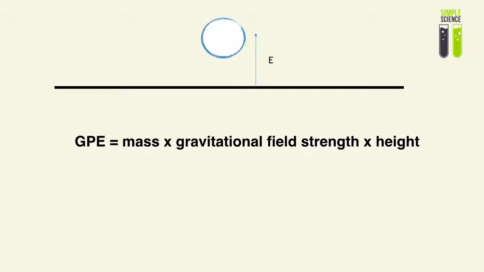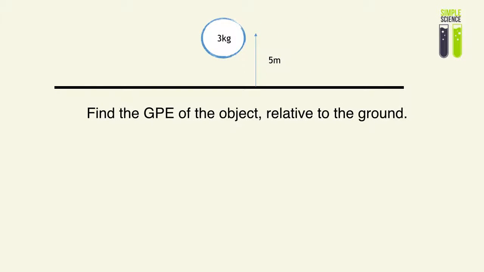So the gravitational potential energy of an object is equal to the mass multiplied by the gravitational field strength multiplied by the height relative to a reference, like we usually use the ground. Okay, so more commonly we will be asked to find the gravitational potential energy of an object relative to the ground. So it's usually the ground that we're going to use as our reference point.